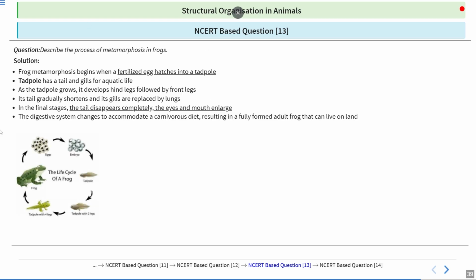So this change you see from the tadpole to the tadpole with two legs, tadpole with four legs, and ultimately it transforms into the adult frog. So this change is called as metamorphosis, right? Metamorphosis.